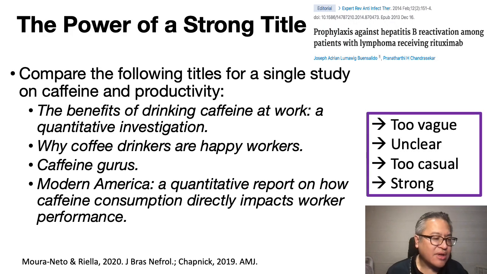So even before the abstract, readers will see the title. A good title strikes a balance between being descriptive, engaging, clear, and keyword-rich. Now compare the following titles for a single study on caffeine and productivity, for example. The first one is The Benefits of Drinking Caffeine at Work, a Quantitative Investigation.